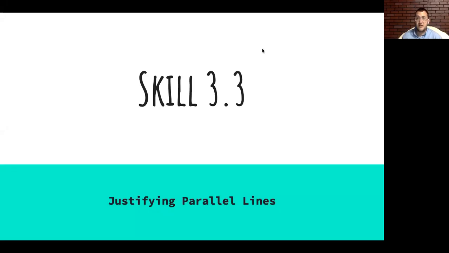Hello, geometry scholars. Welcome to second week here, Summer Academy. We're going to be doing skill 3.3, which is on justifying parallel lines. So the question that you'll see today pretty frequently is, are these lines parallel or not?